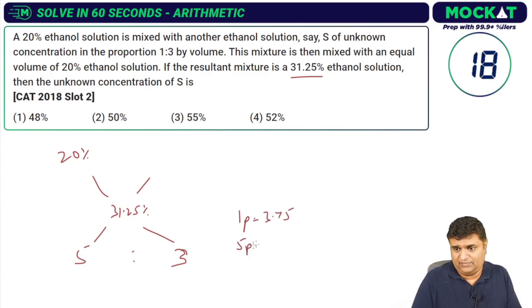5 parts over here is going to be 5 times this: 15 plus 3.75, that's 18.75%. And that you've got to add over here. 18.75 plus this comes to 50%. You can mark this and go.